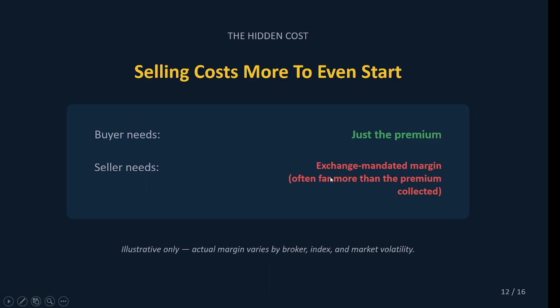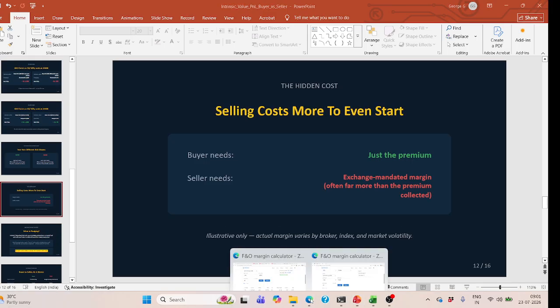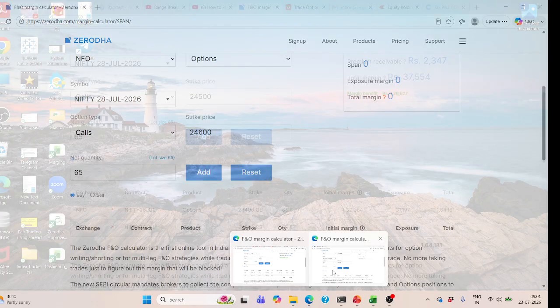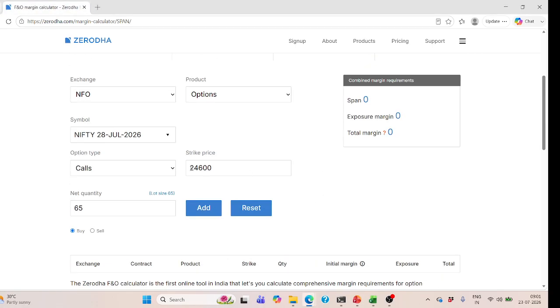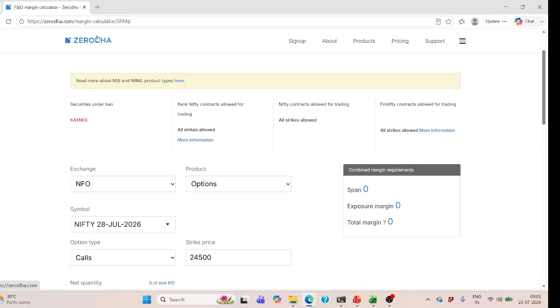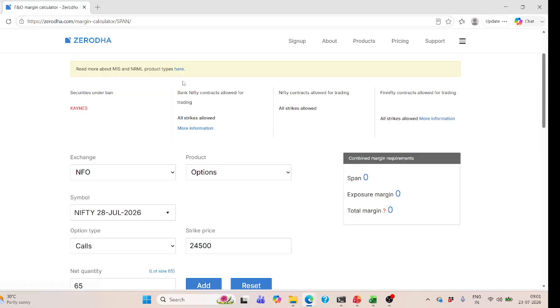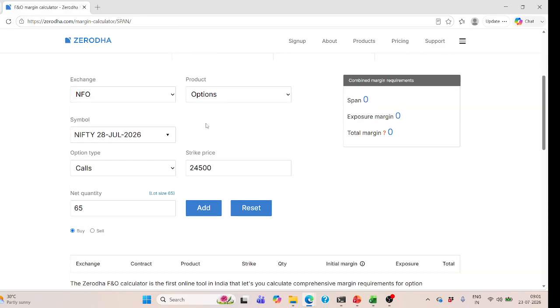But for selling, there is always a margin requirement. Let me take you to an example. I trade in Zerodha, and again, I'm not saying that you should trade in Zerodha. It's totally up to you. Each broker will have a different margin requirement. So here, this is the Zerodha margin calculator. In this I put F&O options, and this is the Nifty expiry for this 28th, which is Tuesday of the coming week. This is what we saw in the example.